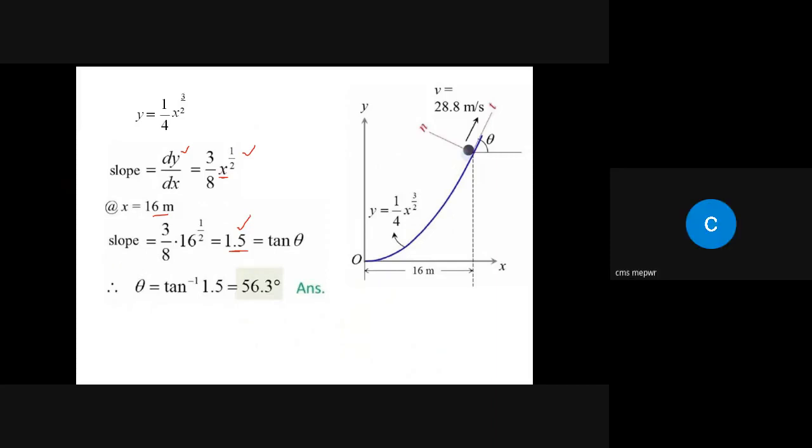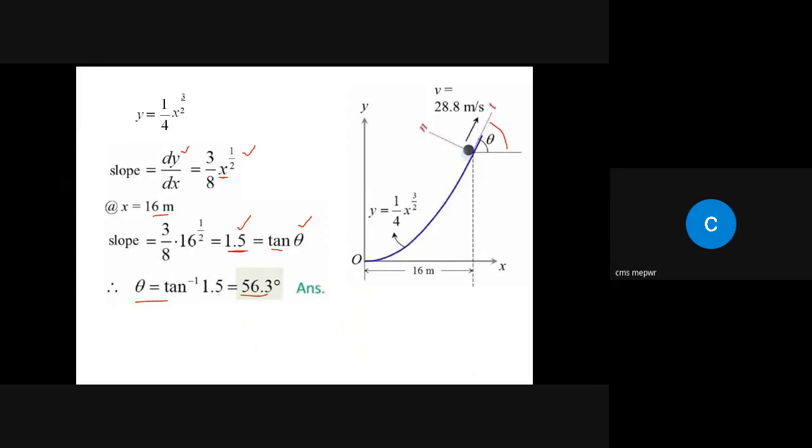Okay, so tangent theta, in other words dy by dx, is equal to 1.5, and we know that dy by dx is equal to tangent theta. So tangent theta is equal to 1.5. If you take theta on one side and tangent inverse on the other side, you get this angle. So the first thing is solved, which is basically the angle of velocity with the positive x-axis.